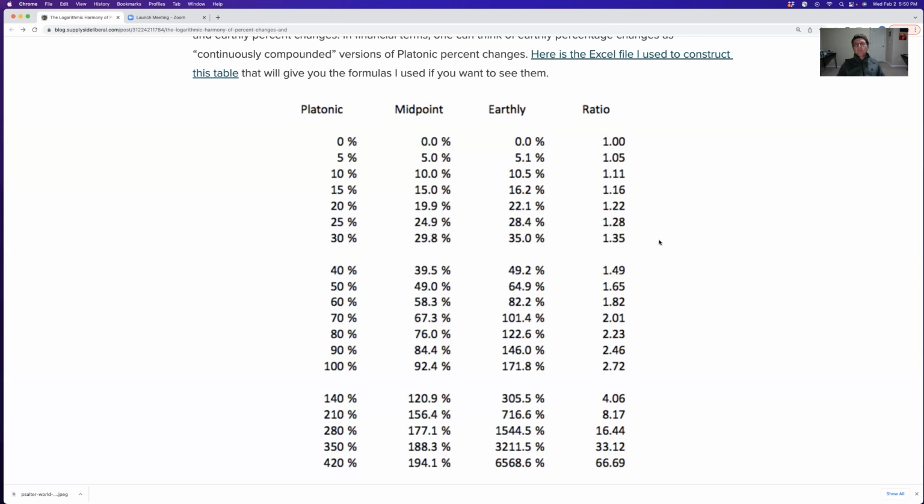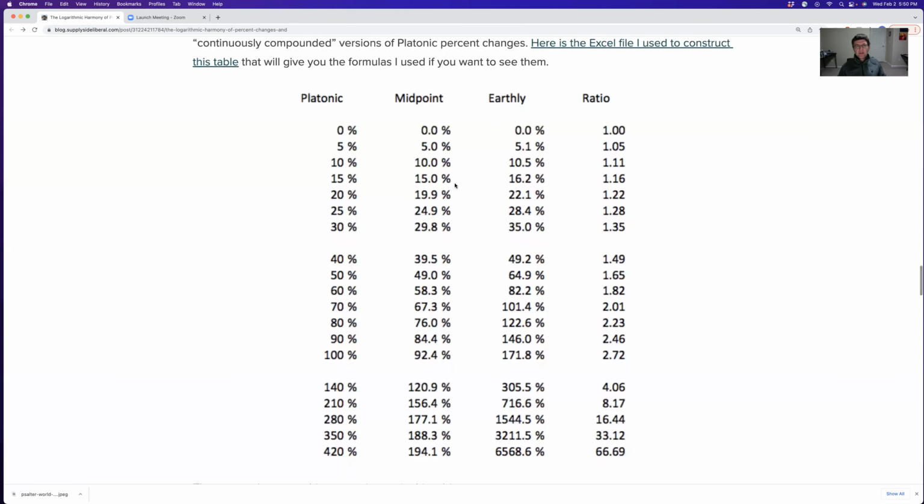And so a nice way to think of the relationship between Platonic percent changes and earthly percent changes is that earthly percent changes are compounded versions of the Platonic percent changes. And then the midpoint percent change, you can think of that as a pretty good approximation to the Platonic percent change up to 30 or 40%, even at 50%, the midpoint is only 1% off. But by that point, you're getting a lot of compounding into the earthly percent change.